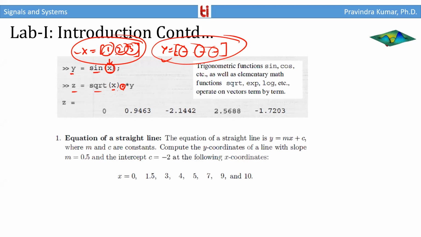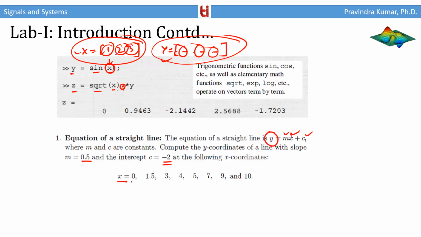So here, the straight line equation, y is equal to mx plus c. M and c are constants, and m is the tangent, the given value of m is 0.5, and c, the intercept on the axis, is c is equal to -2, and x is given. So you have to write the equation of y. X is given, m is given, and c is also given.